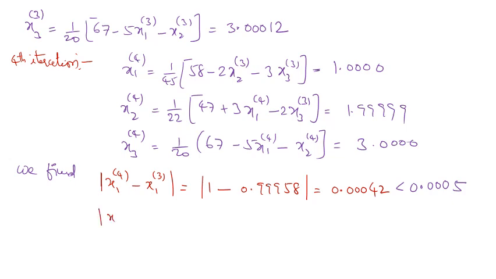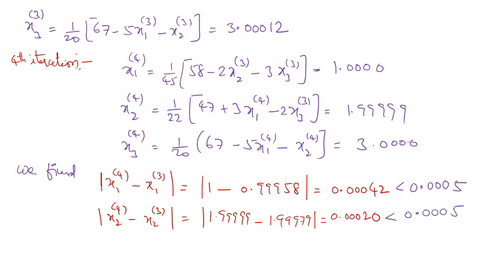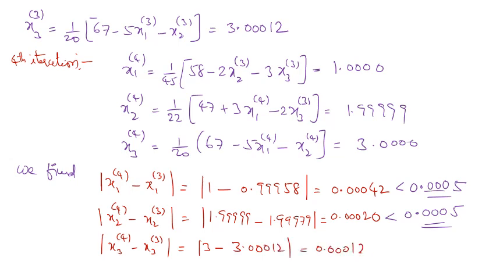Coming to x2 at the fourth stage minus x2 at the third stage: x2 at the fourth stage is 1.59, minus the third stage, 1.3979, and the result is 0.00020. It is also less than 0.0005. This is 3 decimal accuracy and 5 must be there, remember this. And x3 at the fourth iteration minus x3 at the third iteration: the difference is 3 minus 3.00012, and the result is 0.00012, and this is also less than 0.0005.